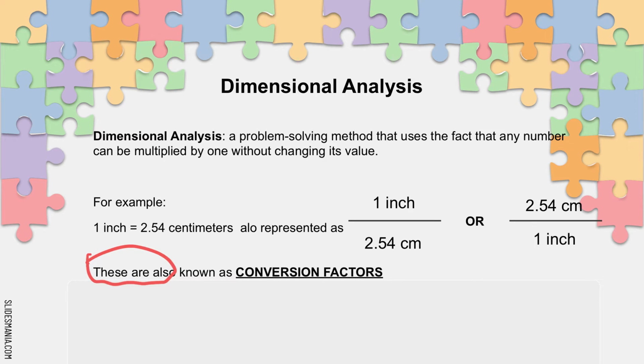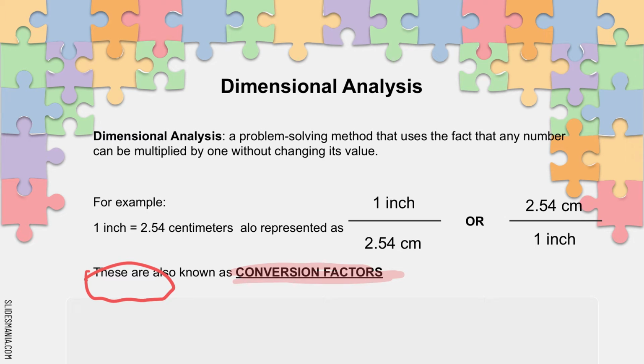We can represent that ratio as a fraction: 1 inch over 2.54 centimeters, or 2.54 centimeters over 1 inch, depending on what you need it for. It doesn't change the fact that 1 inch is always equal to 2.54 centimeters. These are known as conversion factors, so write that in your notes.